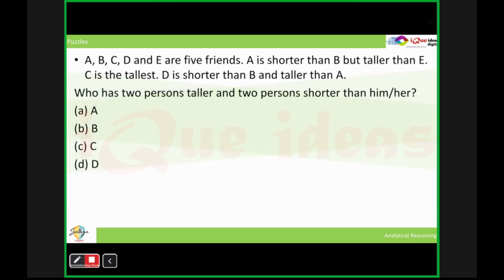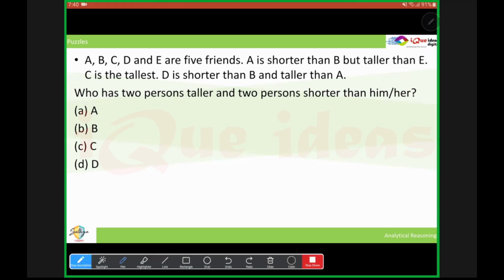Now, let us say it is given A, B, C, D, E, five friends, where A is shorter than B, taller than E, C is the tallest, D is shorter than B and taller than A. Combining all that information, who has two persons taller and two persons shorter than him or her? So technically, I am required to identify who is the person who is in the middle of the group. So supposing I know that A is shorter than B. So A is shorter than B, but taller than E. So A is taller than E.